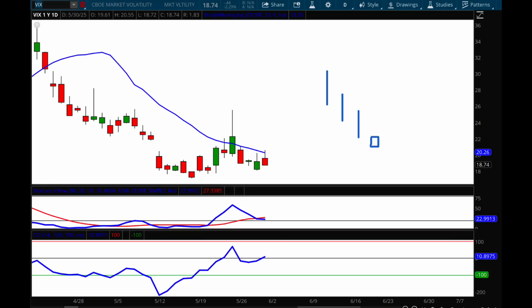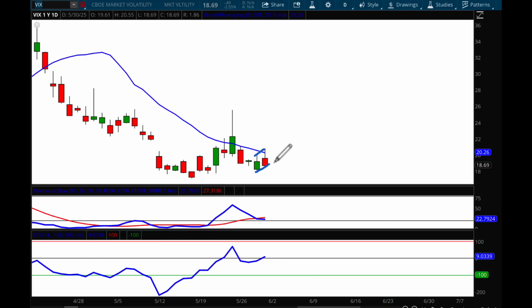An inverted hammer is the same thing. It's at the end of a downward leg, but the shadow is on top of it. You see that little shadow right there? That is more bullish than bearish. And so what you have here is a pivot to the upside, higher low, higher high on the VIX.